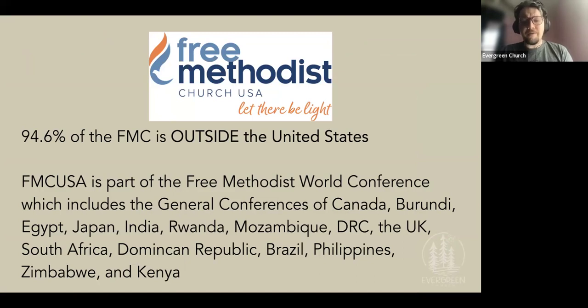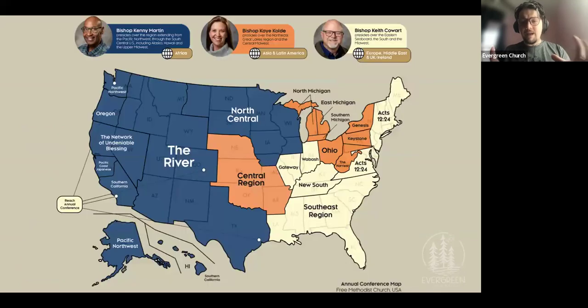The Free Methodist Church USA is a part of the Free Methodist World Conference, which includes general conferences of Canada, Burundi, Egypt, Japan, India, Rwanda, Mozambique, the DRC, which is in Africa, the UK, South Africa, Dominican Republic, Brazil, the Philippines, Zimbabwe, and Kenya. Each of these countries, like the US, are fully self-sustaining, self-governing, all that stuff.